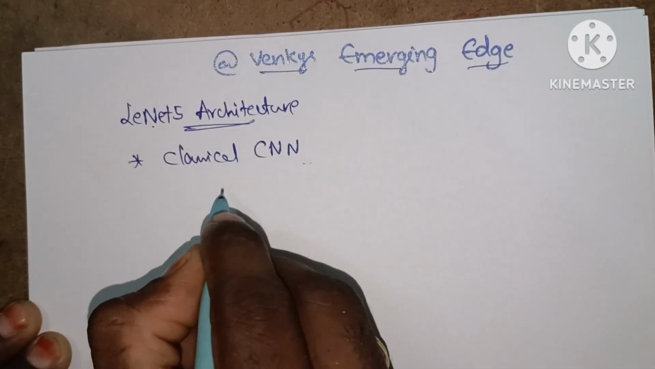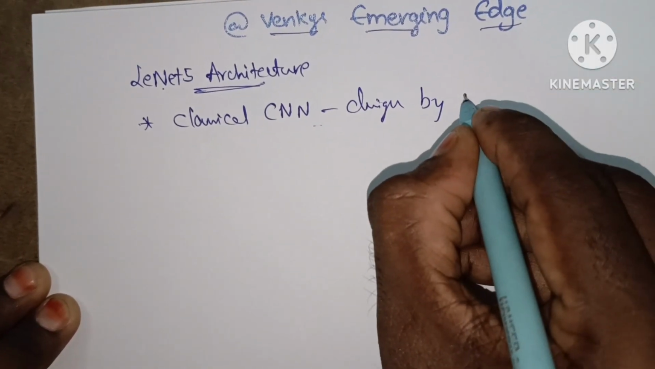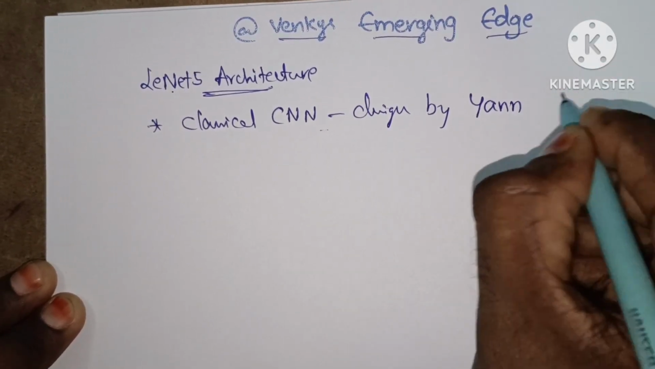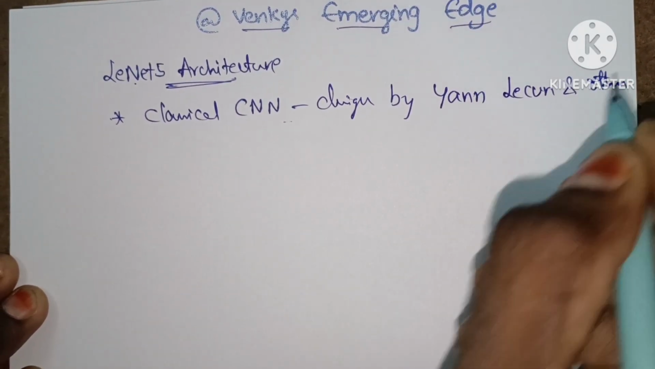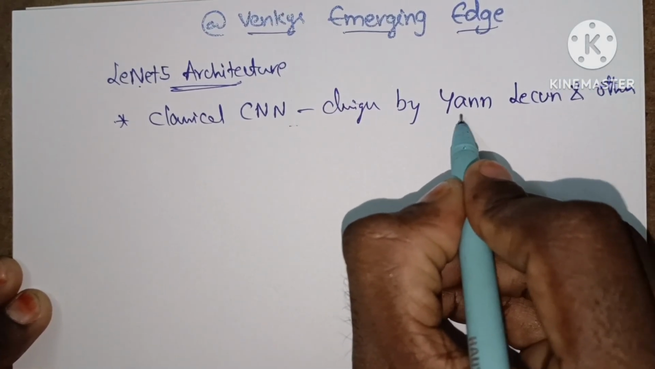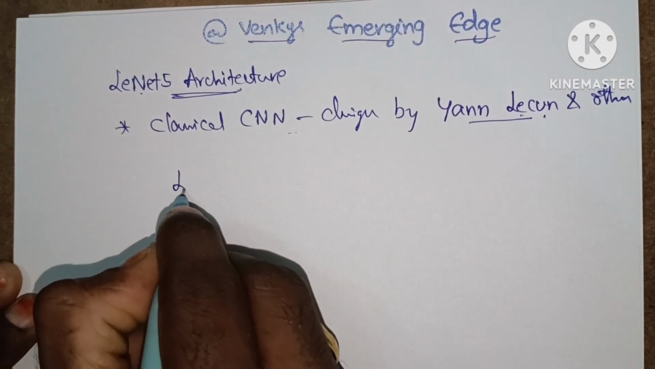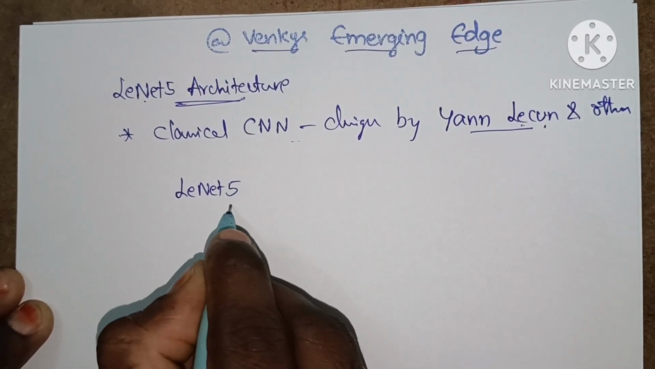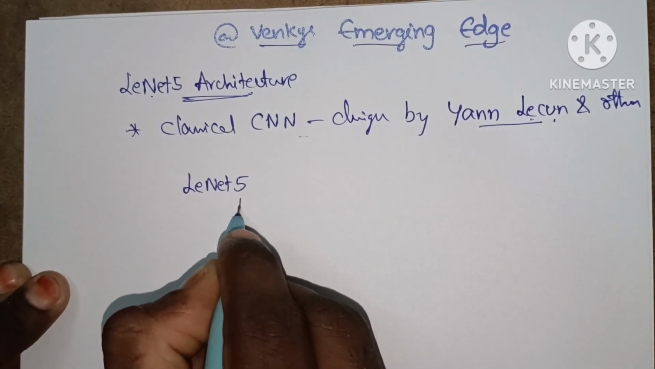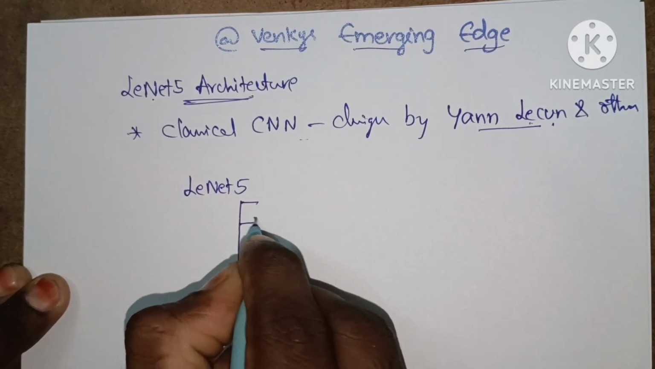It was designed by one of the scientists, Yann LeCun and others. But here we are mainly focused on the main scientist's name, LeCun. That's why this is called LeNet. And 5, so what do we mean by 5? 5 means it provides 5 different types of layers.